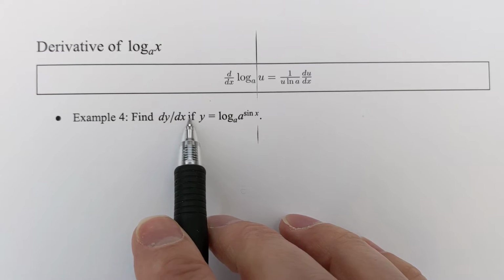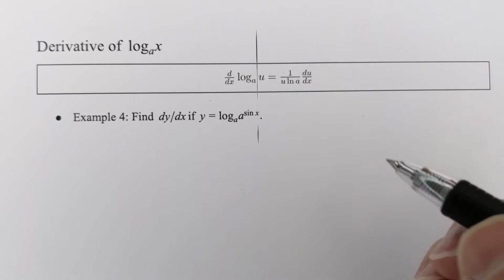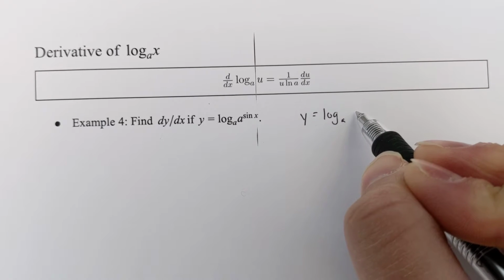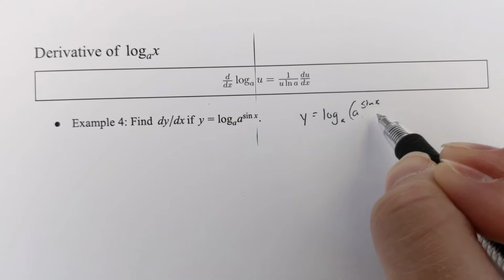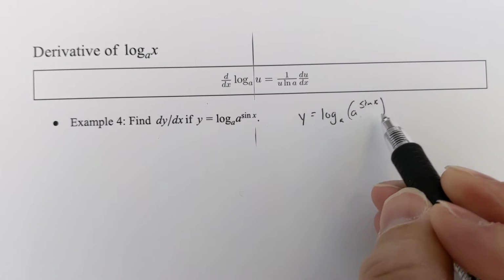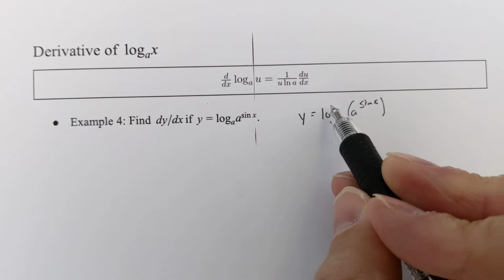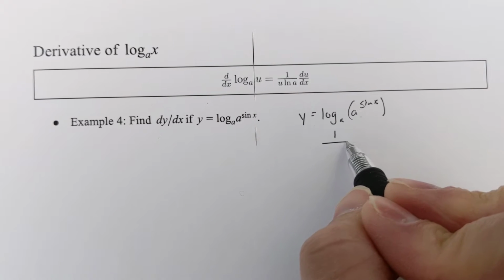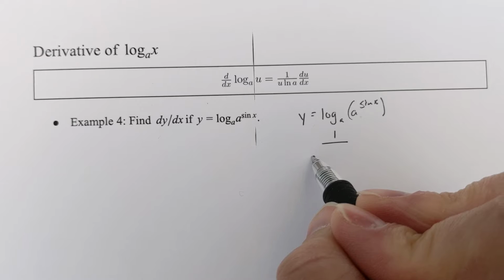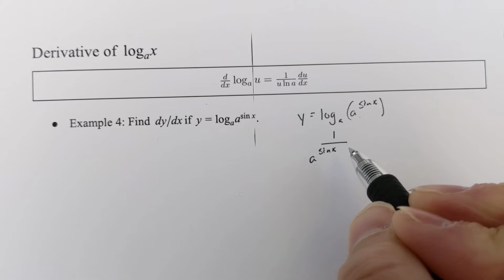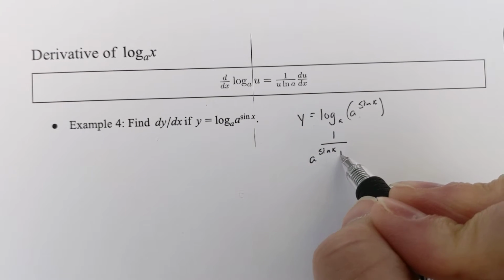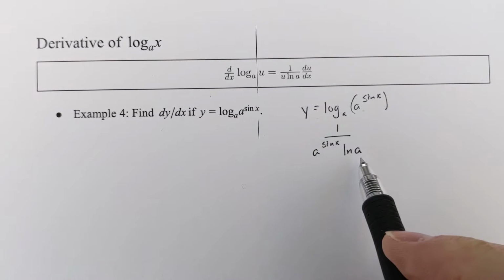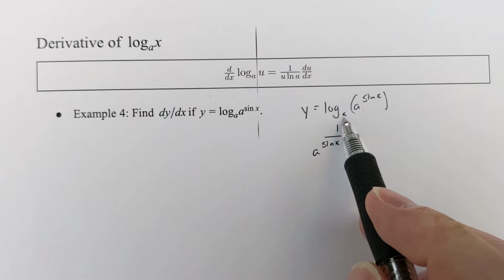So find dy dx if y equals log base a of a to the sine x. This is actually going to be a chain rule because I have this stuff inside. So we start with the outside: the derivative of this is 1 over u, so a to the sine x, and then ln a. Because you don't know the value for a, ln a just stays, as the base is here.